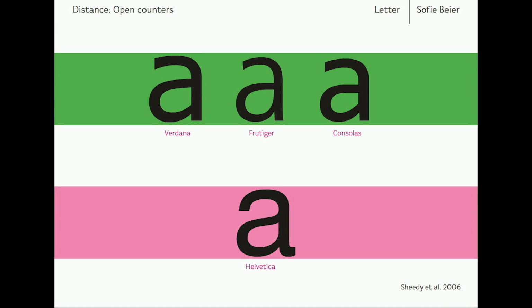So, what about legibility? Designers have often said that open counters are a good thing for legibility. And guess what? Science actually supports that. Sometimes they actually go hand in hand. In this study, researchers took a bunch of different typefaces and compared the individual letters, so all the A's, all the C's, and so on. What they found was that in the green row, all those letters were more legible than in the red row.